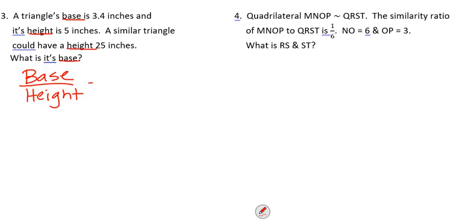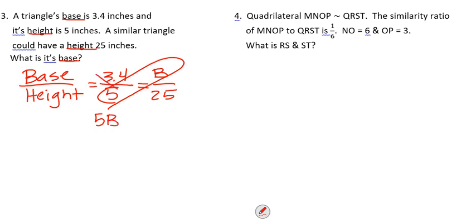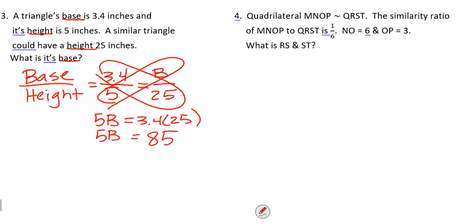So let's go ahead and set this up then. It would be 3.4 over 5. And it says that we have the height of the other one, which is 2.25, but we don't have the base. So we're looking for the base. So we're going to cross multiply here. 5 times b equals 3.4 times 2.5. 3.4 times 2.5 is 8.5. And we got 5b over here, so we're going to divide both sides by 5, so our b is going to be equal to 1.7 inches.